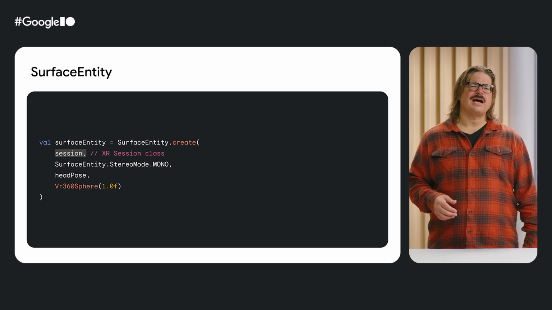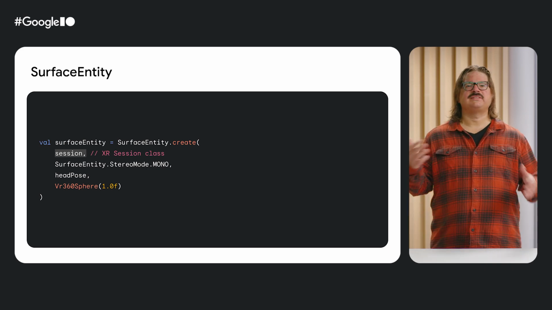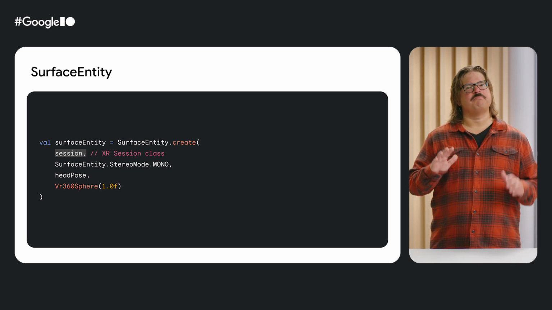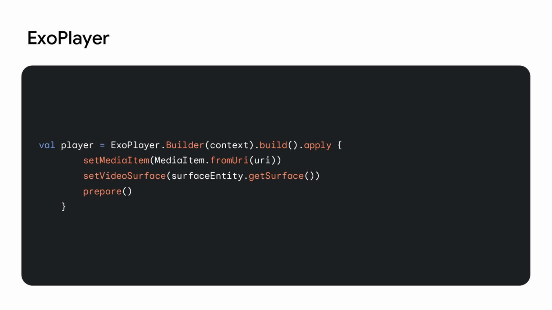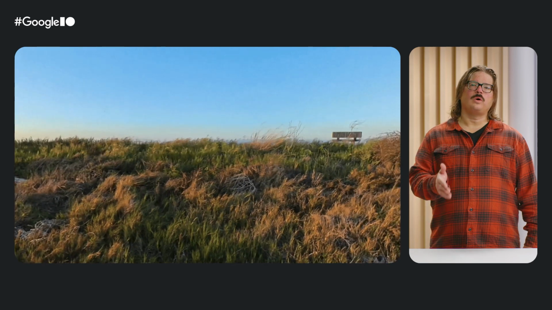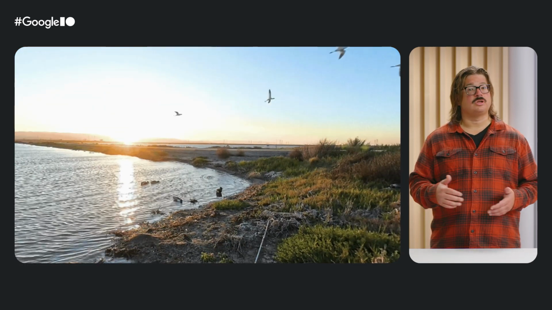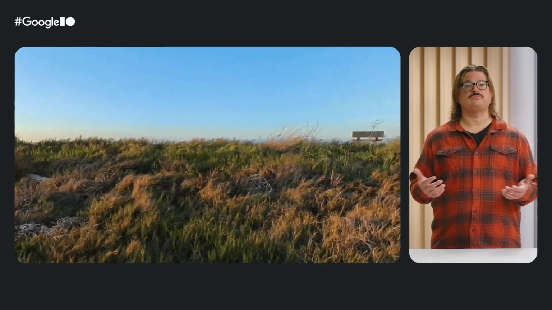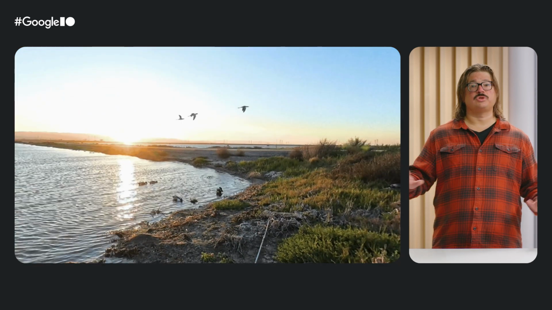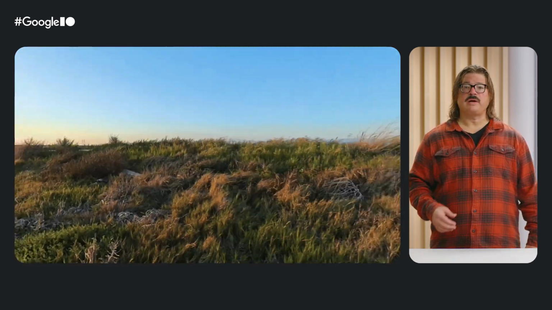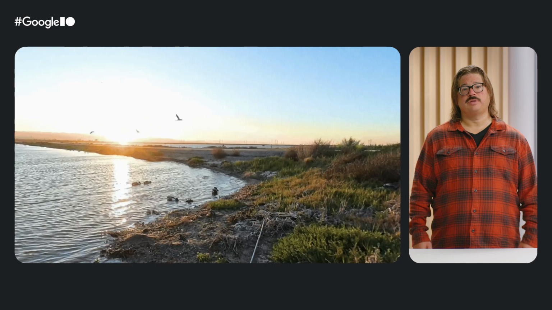We're also passing a head pose into the method to position the sphere correctly where the user is looking, and Dereck will share a bit more about that in a moment. After the surface entity is created, we can use familiar Media3 APIs, like ExoPlayer, to play the media by setting the surface entity as the surface for your player. Once the video is playing, our users can look around as the video wraps around them regardless of whether they're immersed in a virtual environment or their real-world surroundings with pass-through enabled. Pretty cool, right?